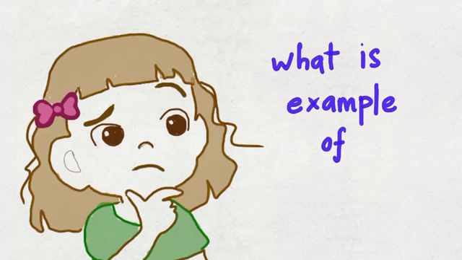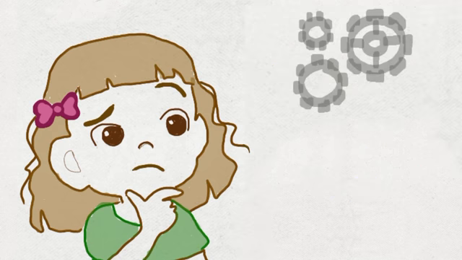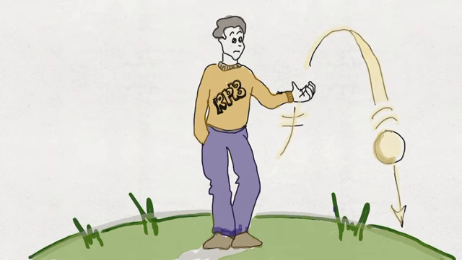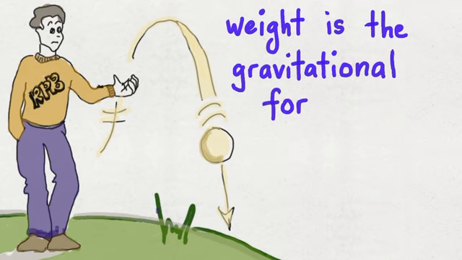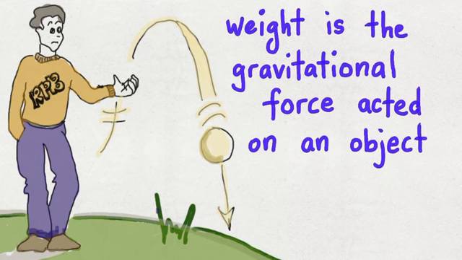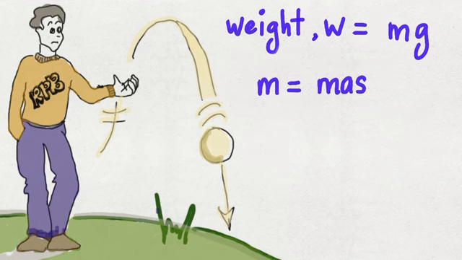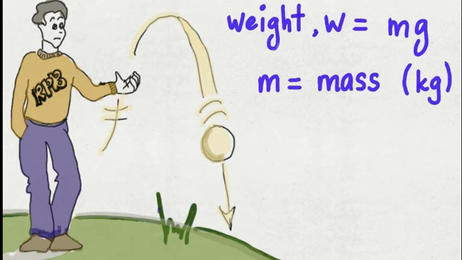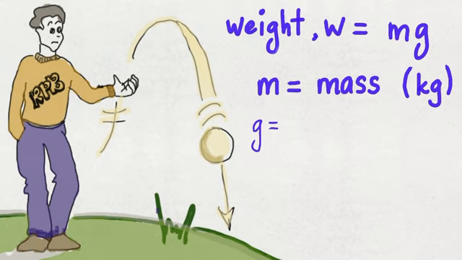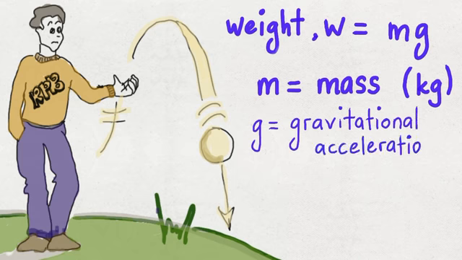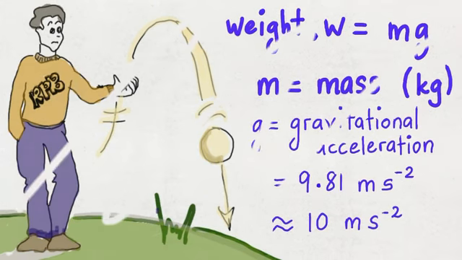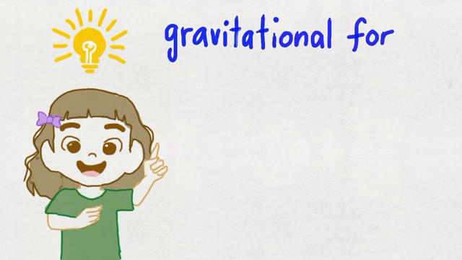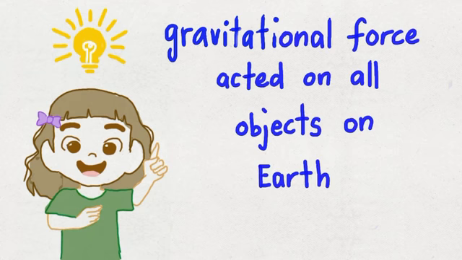What is an example of a force? When you toss a ball upward, it will be pulled towards the Earth because of its weight. Weight is the gravitational force acting on an object. Weight W equals mg, where m is mass in kilograms and g is the gravitational acceleration, equal to 9.81 meters per second squared, approximately 10 meters per second squared. Gravitational force acts on all objects on Earth.